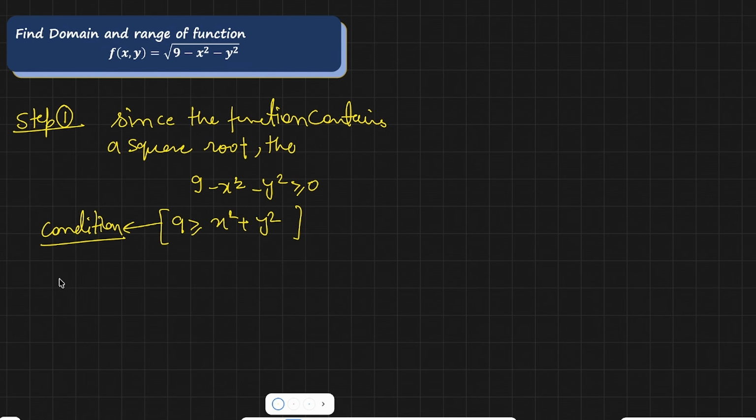Now how to write the domain? I will simply denote the domain with D. Because this is a domain, and the domain is a set, you have to write it in set form, that is something like x comma y.